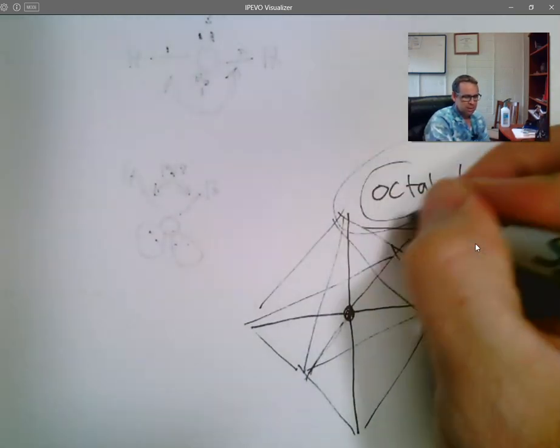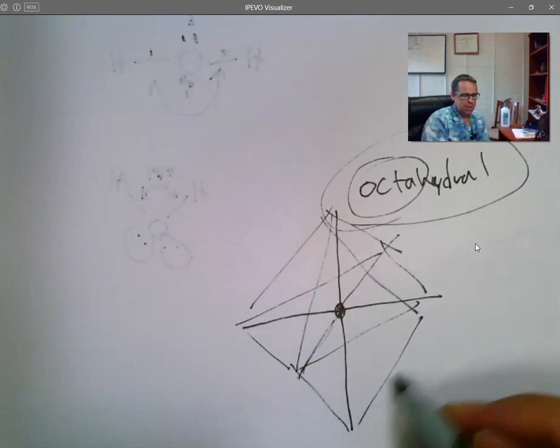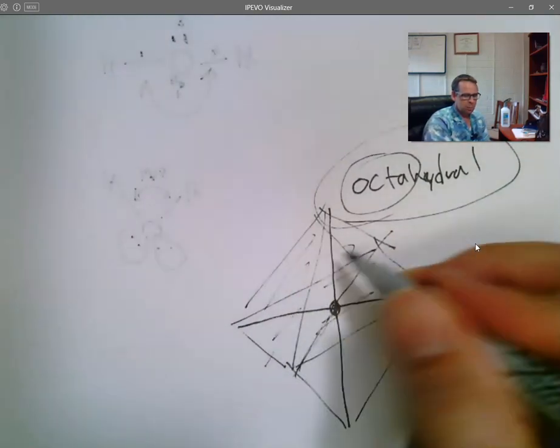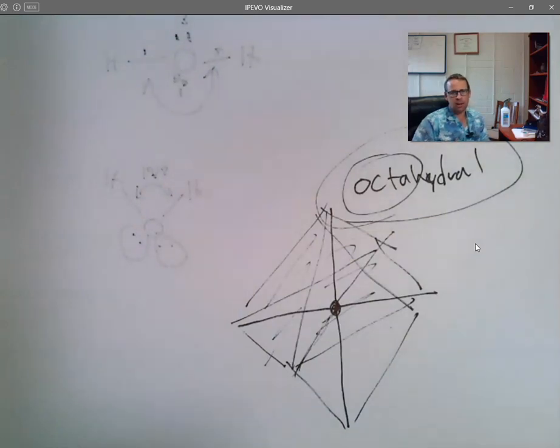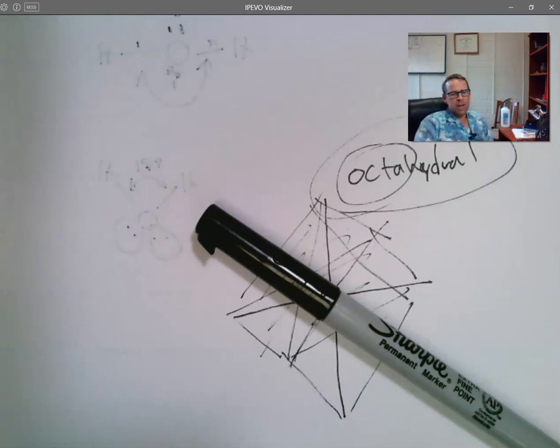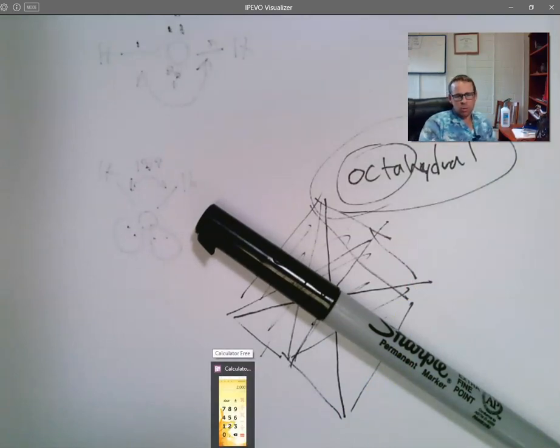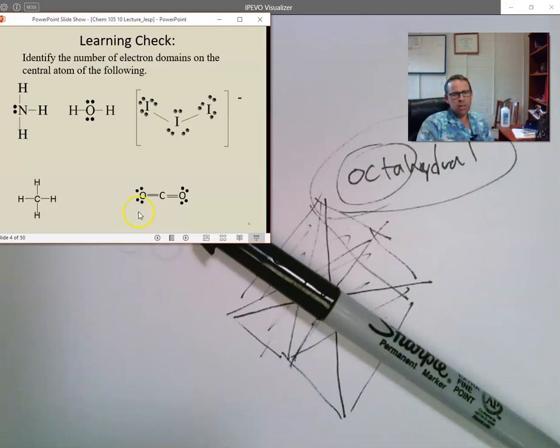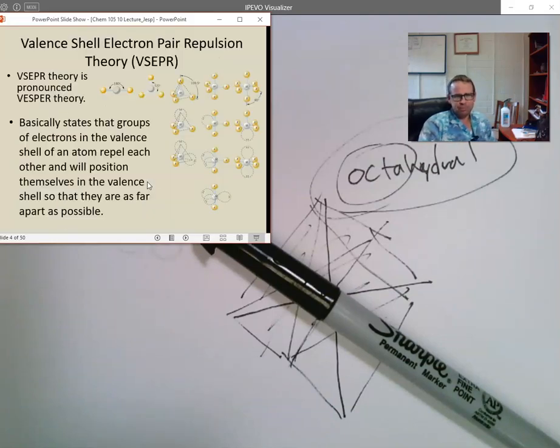Octahedral means 8, and what it's referring to is the 8 sides that this shape would have if it were like a die. Okay? So what we're learning is that we can identify the shape of the molecule based on the regions of electron density that are around the central atom. Okay? And this method of identifying the shape of the molecule based on the regions of electron density around the central atom is called VSEPR, or valence shell electron pair repulsion theory.